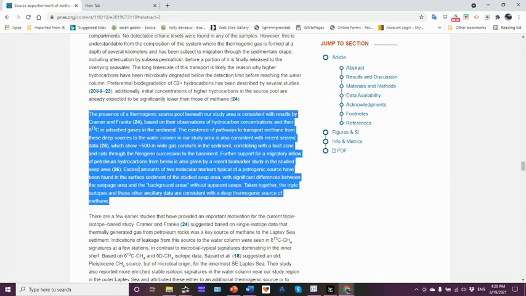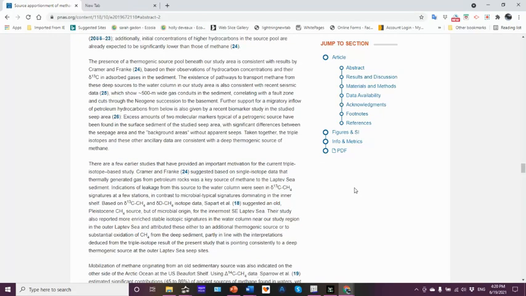Further support for a migratory inflow of petroleum hydrocarbons from below is also given by a recent biomarker study in the studied seep area. So they talk about petrogenic, which implies a petroleum source. They found in the surface sediment of the study seep area a significant difference between the seepage area and the background areas. Taken together, the triple isotopes and these other ancillary data are consistent with the deep thermogenic source of methane. So basically what they're saying is the majority of the methane that's being released is coming from deep in the rock, in the ground. So it's thermogenic, not necessarily biogenic.